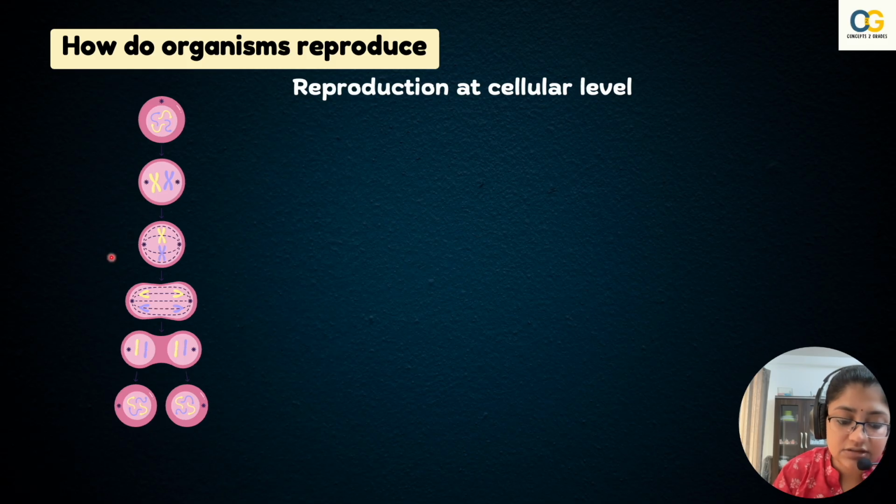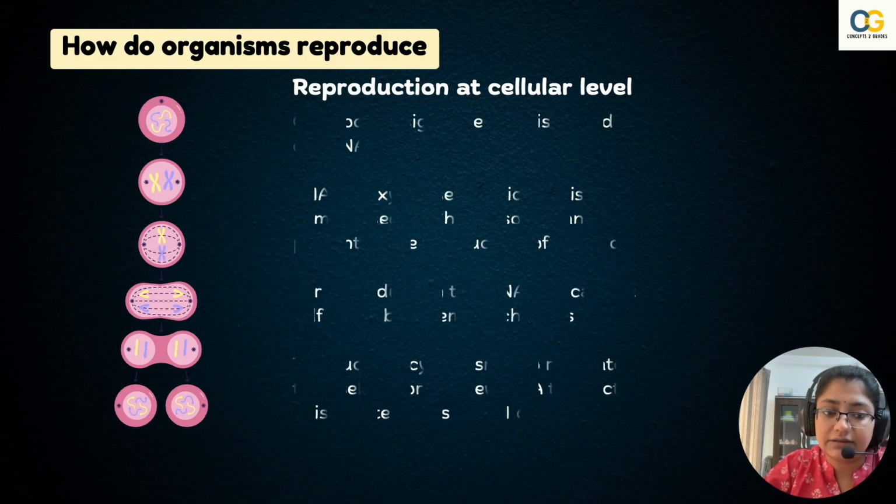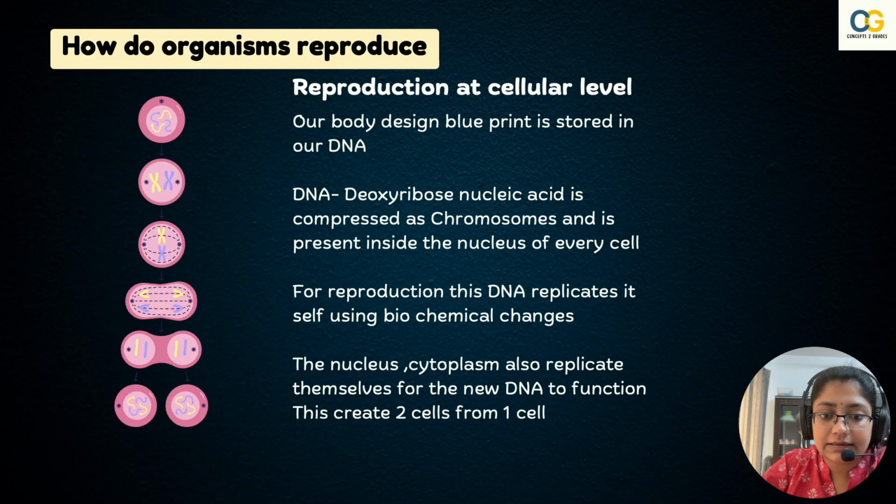This process is also called mitosis at a cellular level. And this occurs such that one cell becomes two cells. The replication of DNA happens using some biochemical changes. If you take up bio in 11th and 12th, you will learn it, and it's the most amazing process. The nucleus and the cytoplasm also replicate, and the new DNA will function in the two cells that are formed.